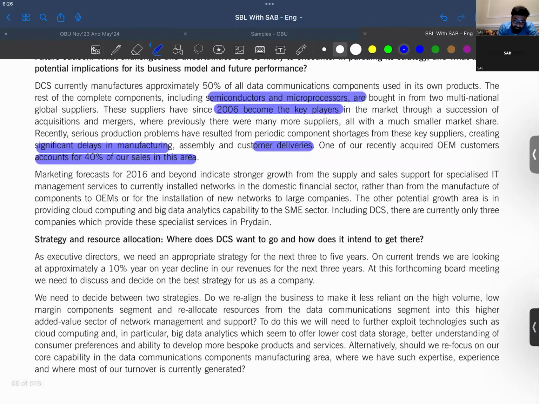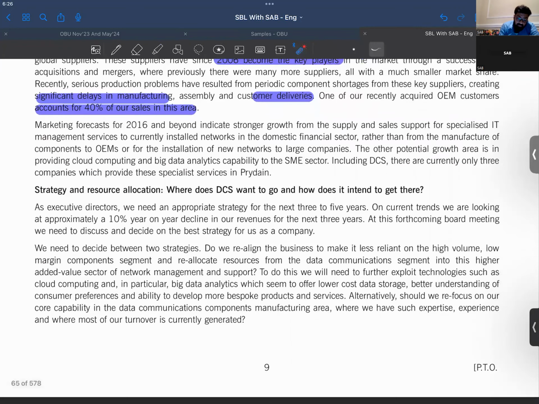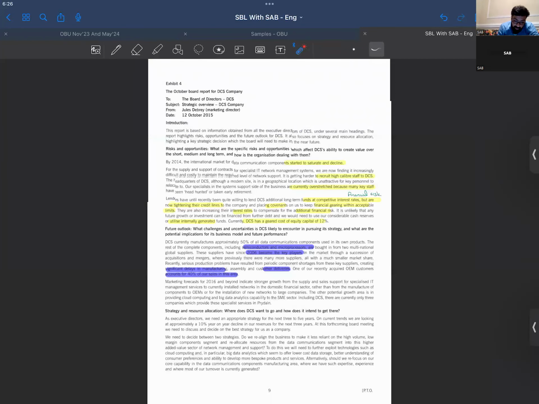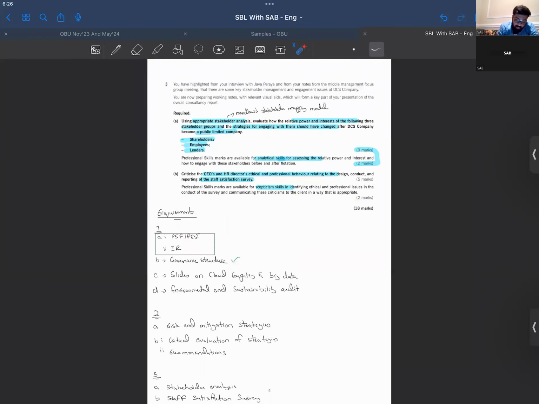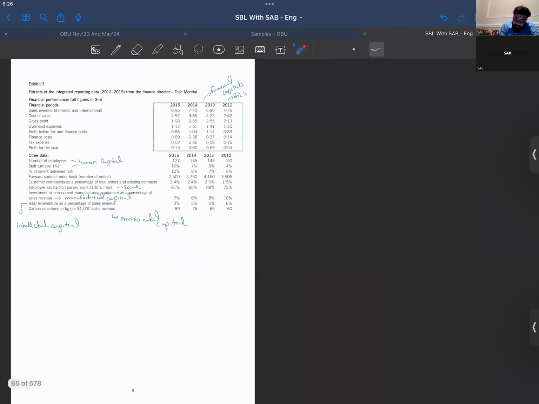Now, the marketing director forecasts that 2016 and beyond indicate stronger growth from supply and sales support for specialized IT management services to currently installed networks in the domestic financial sector, rather than from the manufacture of components to OEMs or installation of new networks to large companies. The other potential growth is in providing cloud computing and data analytics for SMEs. There are currently only 3 companies which provide these specialist services in Friday. So we have a competitive advantage. We can get a competitive advantage in cloud computing and all that, right?